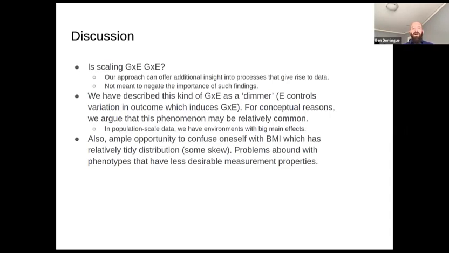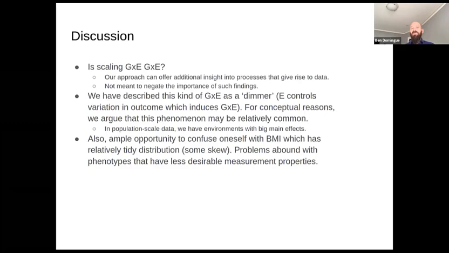In the case of BMI, there are additional reasons to be worried about the distribution. So BMI has a relatively nice distribution as far as these things go, but it does have some skew. That skew could be a bit of a problem. It's something we tried to address in our paper via some transformations, just to make sure that it was not the thing driving our results. But I just want to flag that, outside of height, most of our phenotypes have psychometric properties that lead to issues when doing G by E work.